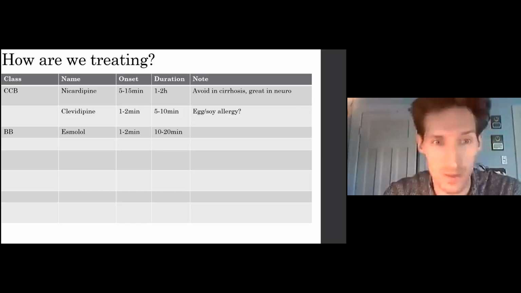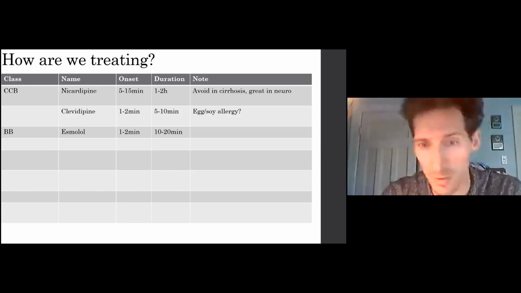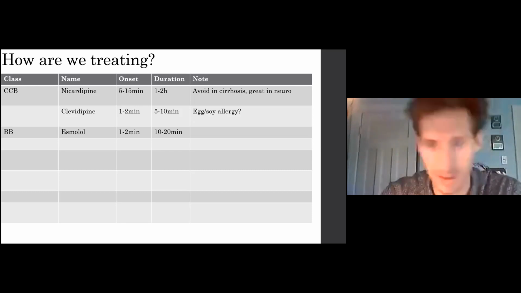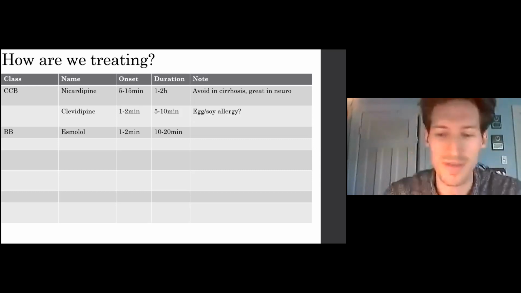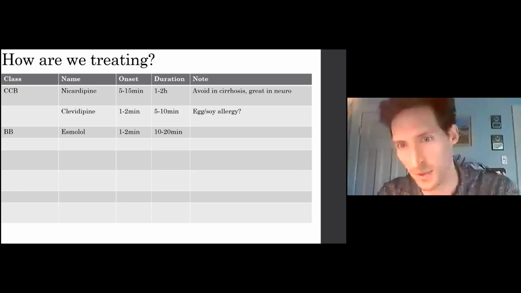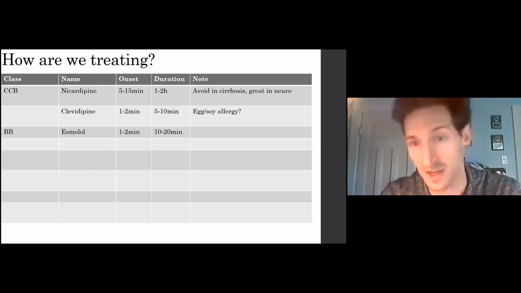The beta blockers, esmolol, which I particularly like, is mostly a beta 1. So it decreases your blood pressure by decreasing your cardiac output, right? So maybe not the greatest for neuro patients, right? But otherwise for certain cardiac presentations like dissection, fantastic.